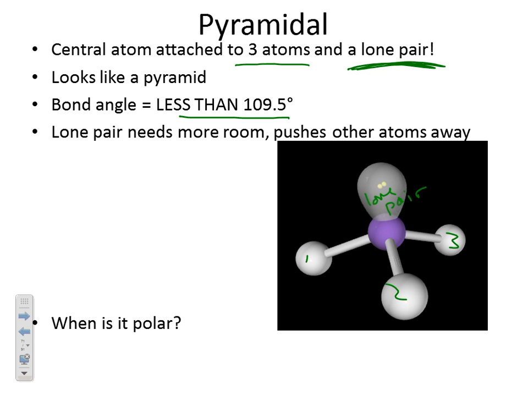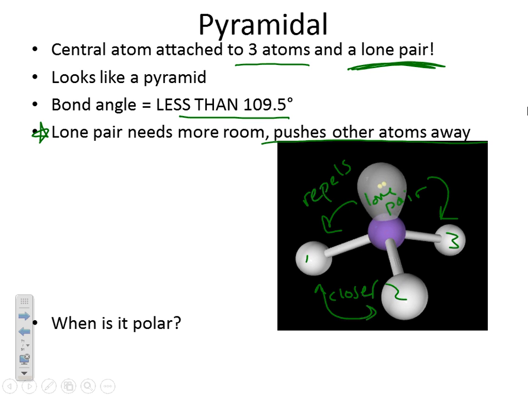Now, the reason that it's less than is actually the lone pair. It pushes down. It provides more repulsion. It pushes the other atoms away. So these atoms actually get a little bit closer because that lone pair is repelling a little bit more.